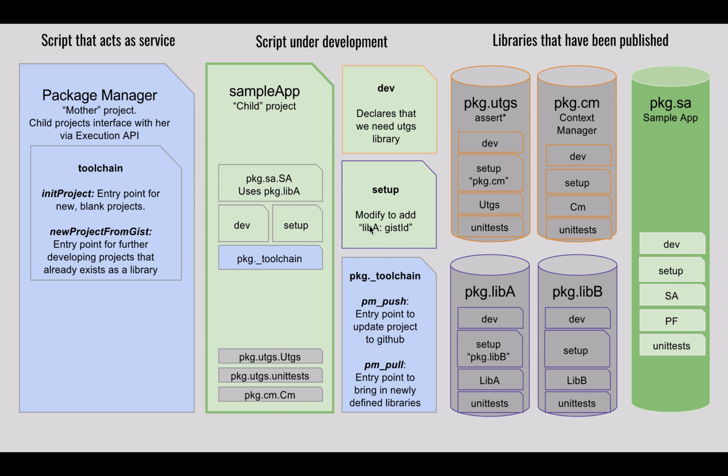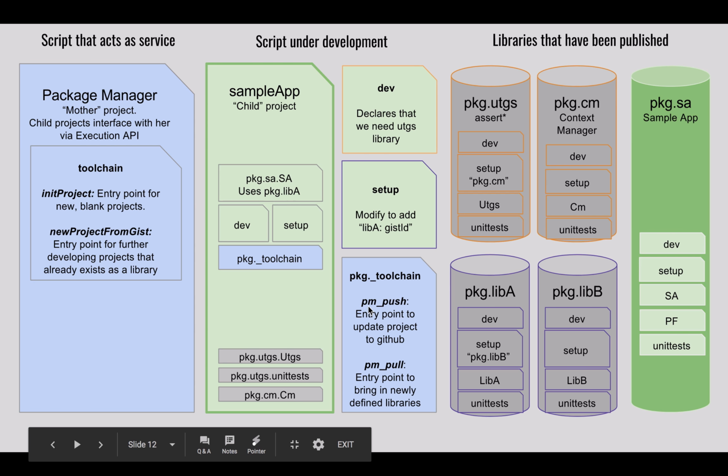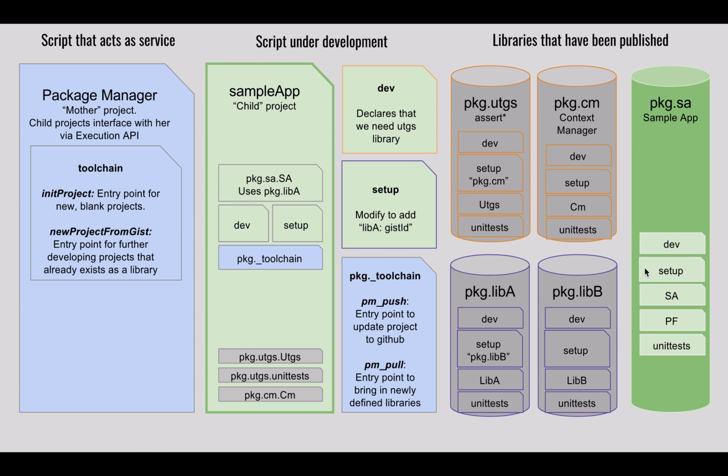Okay, so when I change that file on the project itself, that doesn't do anything by itself. I have to invoke a function to tell the package manager to download it again. This is where that toolchain file comes in, because you can open that file. It has two functions: one called PackageManager push, and one PackageManager pull. Because I've updated the setup file, I'm going to push the current project as it is to GitHub. Basically, this will become the new version of the value of the new library here, going to there.